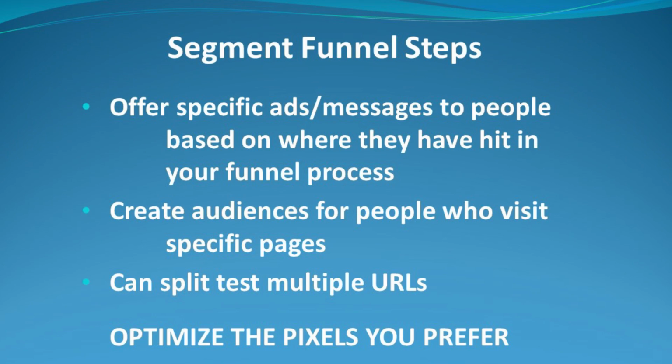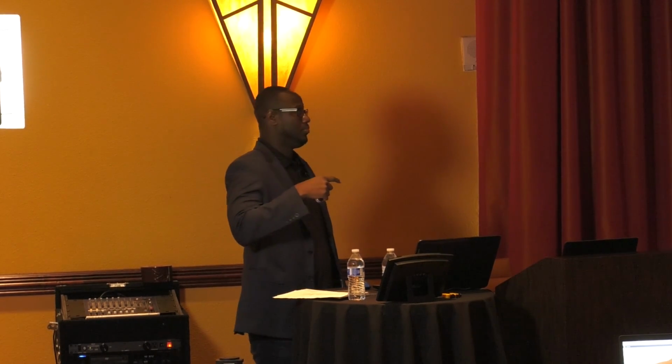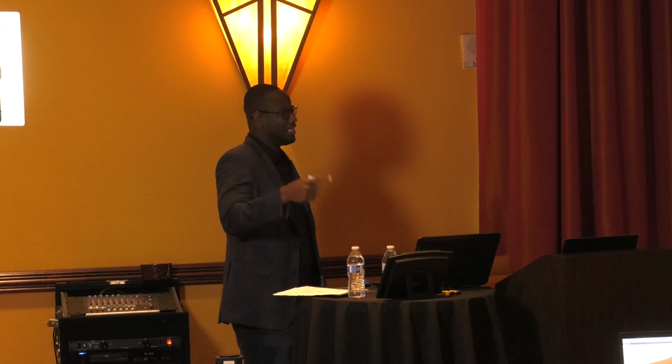Segment funnel steps. Offer specific ads and messages to people based on where they have hit in your funnel process. Create audiences for people who visit specific pages, and you can split test multiple URLs. Optimize the pixel you prefer. Again, I just briefly talked about that. If people go to my main domain, I can exclude them from the thank you page. Pretty much that's the same thing I just explained to you. It's no different. You could create an audience based off wherever you have the pixel. If you have a view content on the main page, a lead pixel on the thank you page, and an add to cart on the VSL page, you can track each one, and you can create a specified audience for each one.